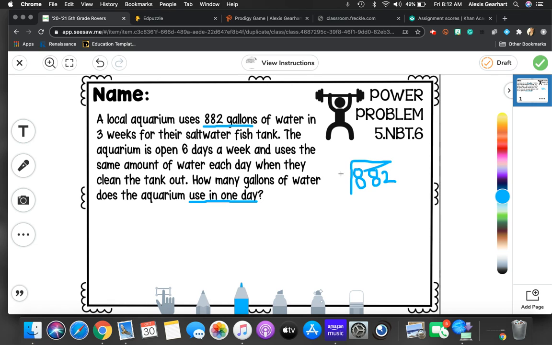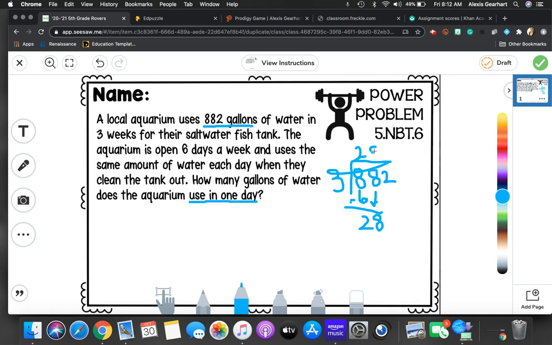Our first step is to see, how many times 3 fits into 8, which is 2 times. 2 times 3 is 6. Then we subtract 8 minus 6, which equals 2. Next, we bring down the 8, so we have 28. And we have to see how many times 3 fits into 28, which is 9 times.